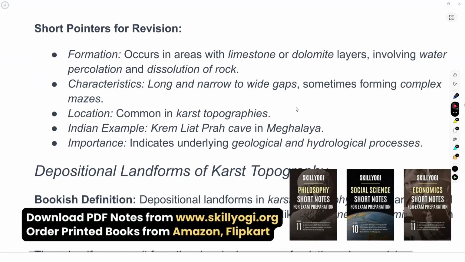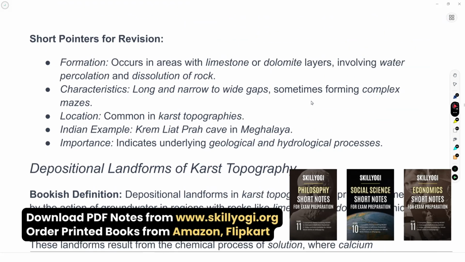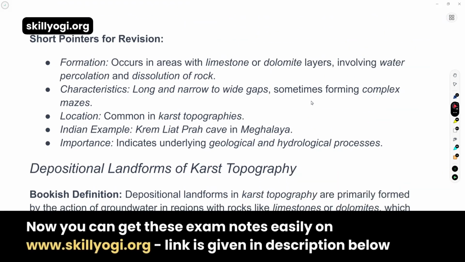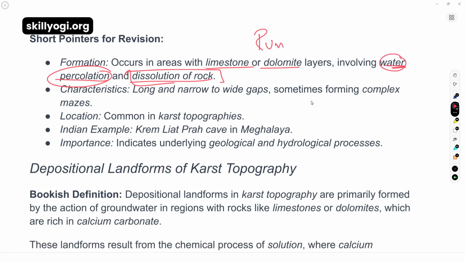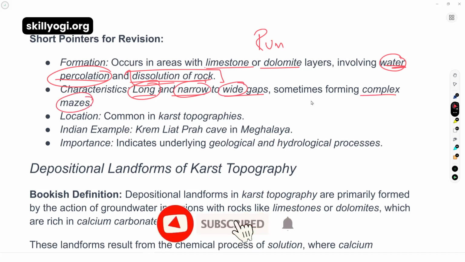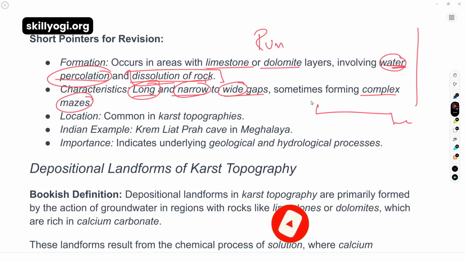So now we are going to look at the short pointers which will help us revise faster. So how does it form? It happens when limestone or dolomite layers are percolated or penetrated, and it happens because the rocks are being broken down by running water, involving water percolation, where the water is seeping through. What are the characteristics? These are long, with narrow to wide gaps. Sometimes they form complex mazes. It is not necessary that it will happen like this; it can happen in a straight line as well.